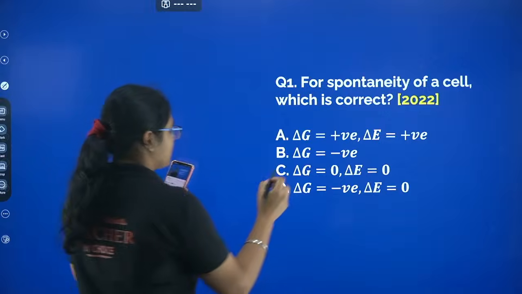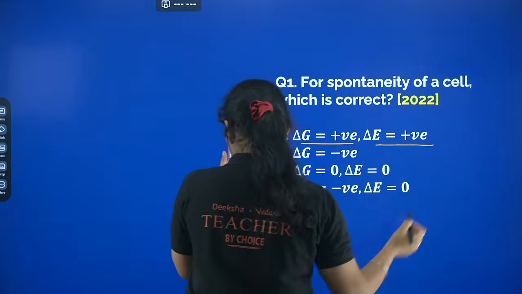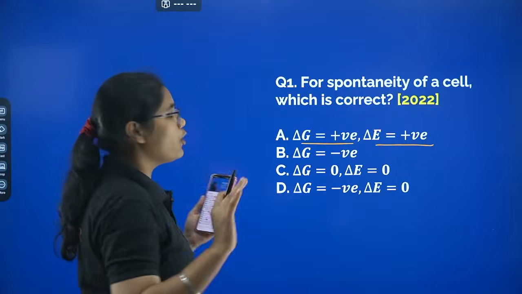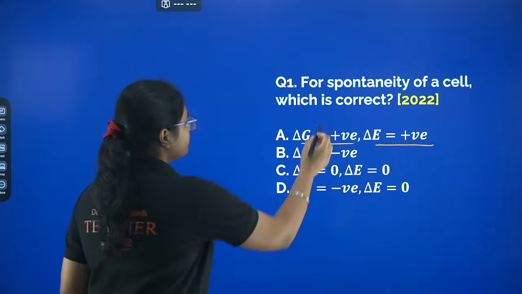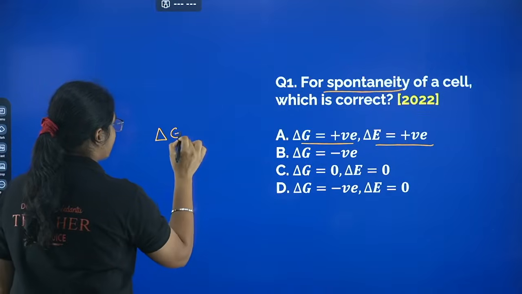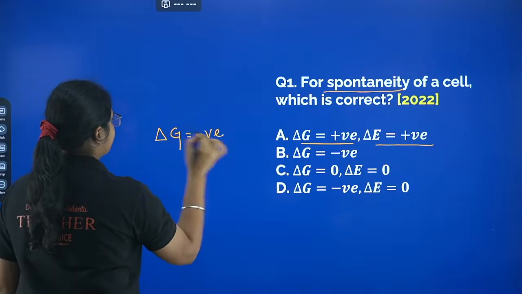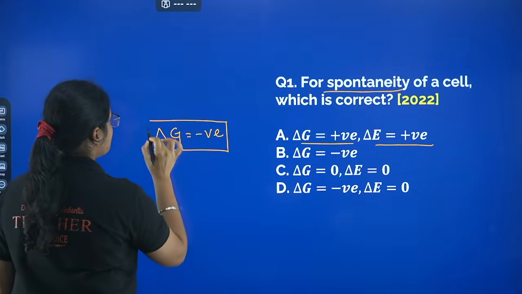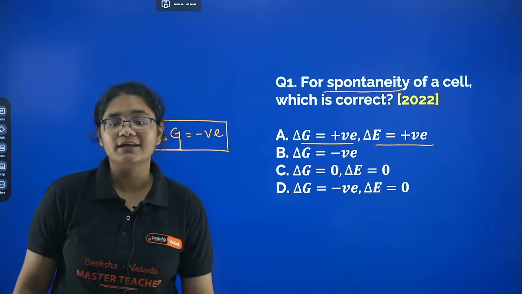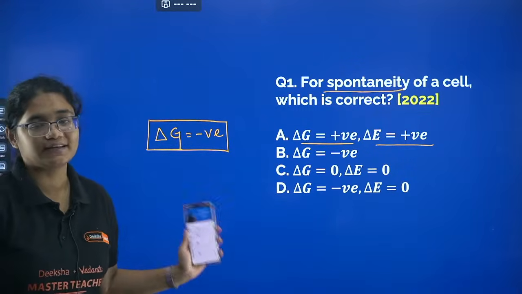Now many students have given the answer A. Let me tell you, you all are wrong. Please remember, for spontaneity, the only condition we have is that delta G should be negative. This is the only condition for the spontaneity of the cell, for any cell to work.